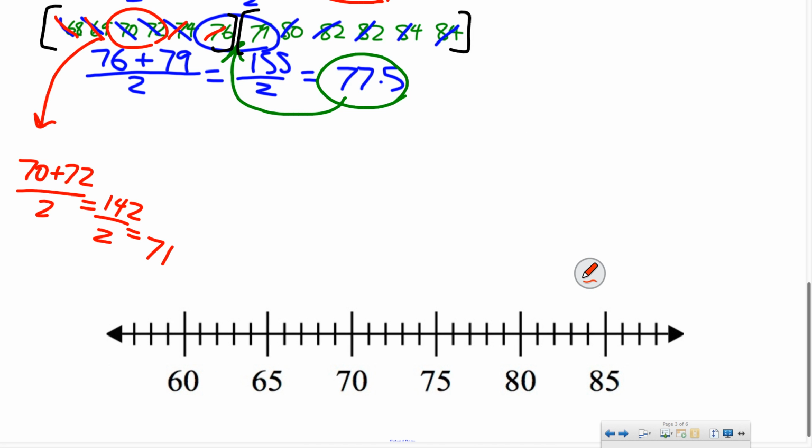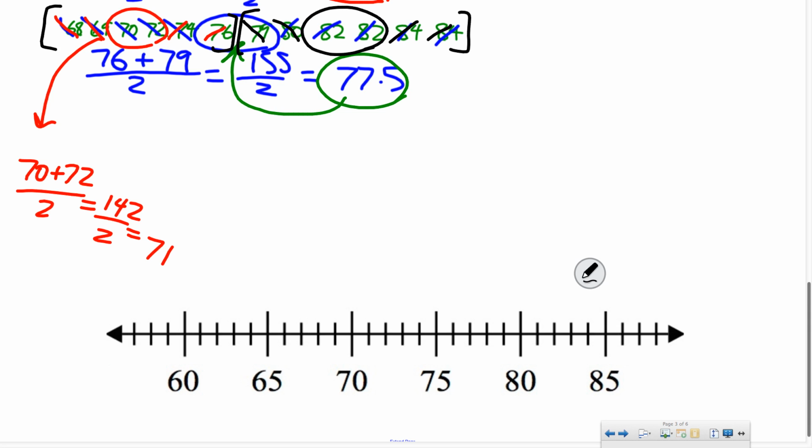Okay. Who has the upper quartile? Thomas. What's the upper quartile going to be? What's the first thing you have to do? Okay, we're going to cross out the numbers because we're trying to find the median of the upper half. And what did you find in the middle?